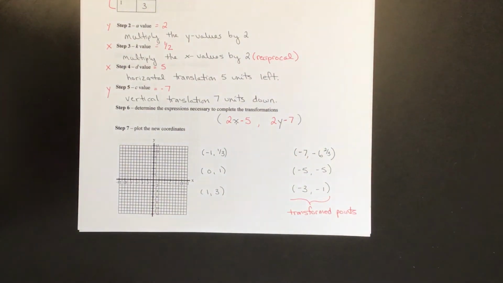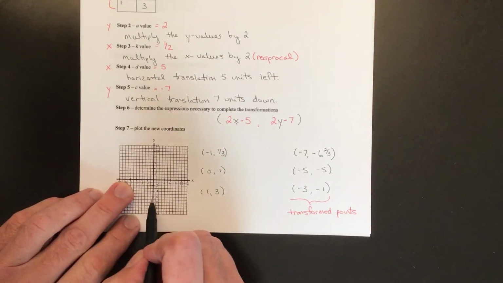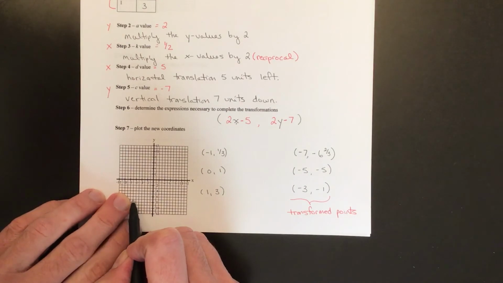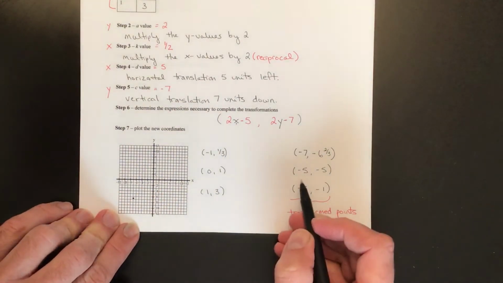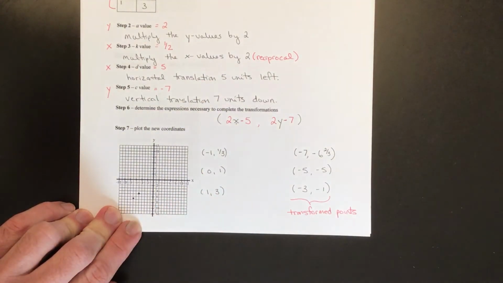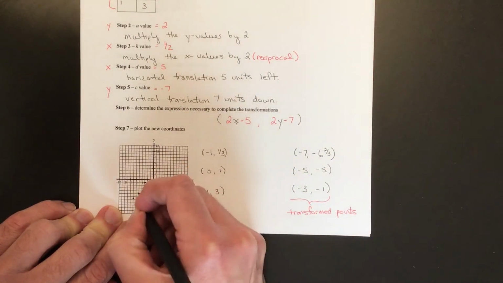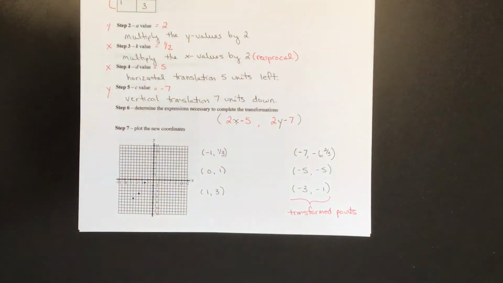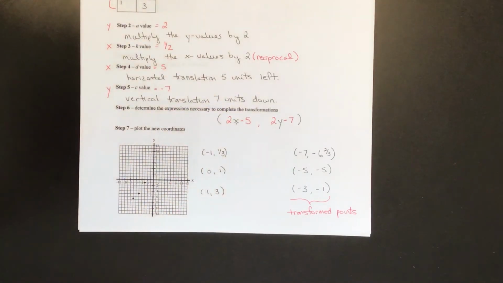So, negative 7, negative 6 and 2/3. So just about at negative 7. We'll put our point. Negative 5, negative 5, and then negative 3, negative 1. And we have our 3 points. So what we need to do now is just kind of connect those, and we're good.